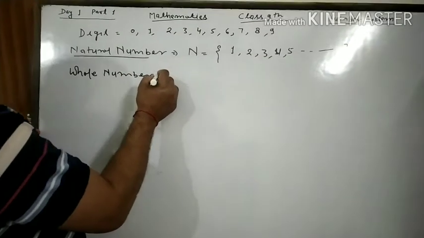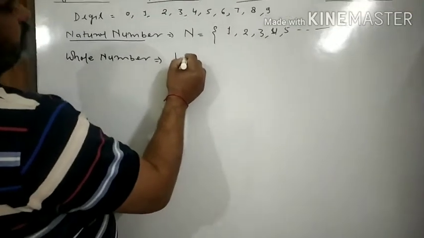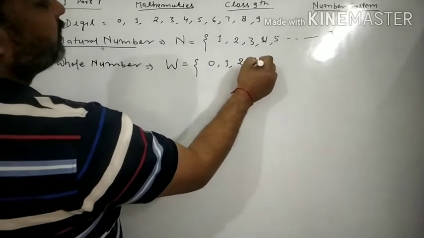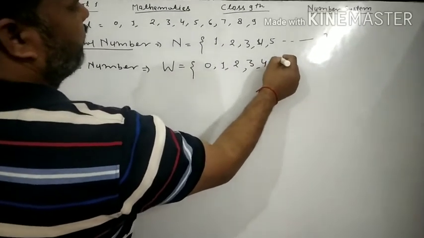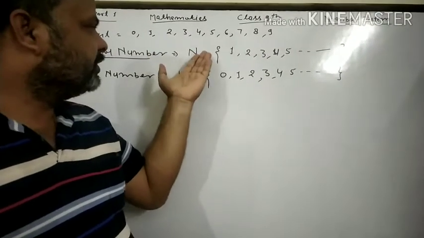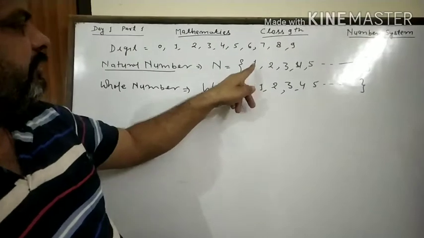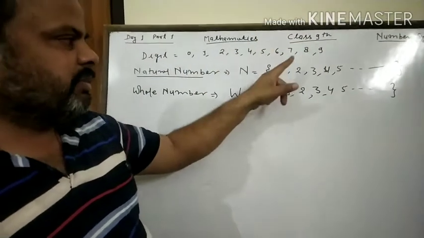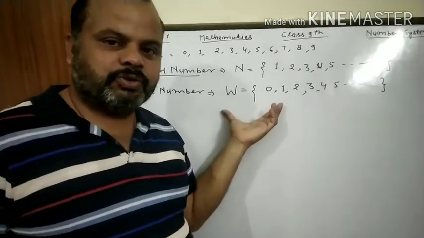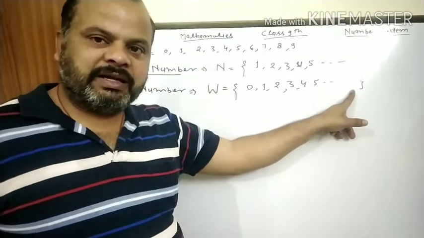Then after, whole numbers. The set of whole numbers is denoted by capital W, and it starts from 0, 1, 2, 3, 4, 5 and so on. Here the set of natural numbers is an infinite set because we can't find the largest natural number. We find the smallest natural number, 1, but we can't find the largest. In the same way, the set of whole numbers is also an infinite set because the smallest whole number is 0 and we can't find the largest whole number.